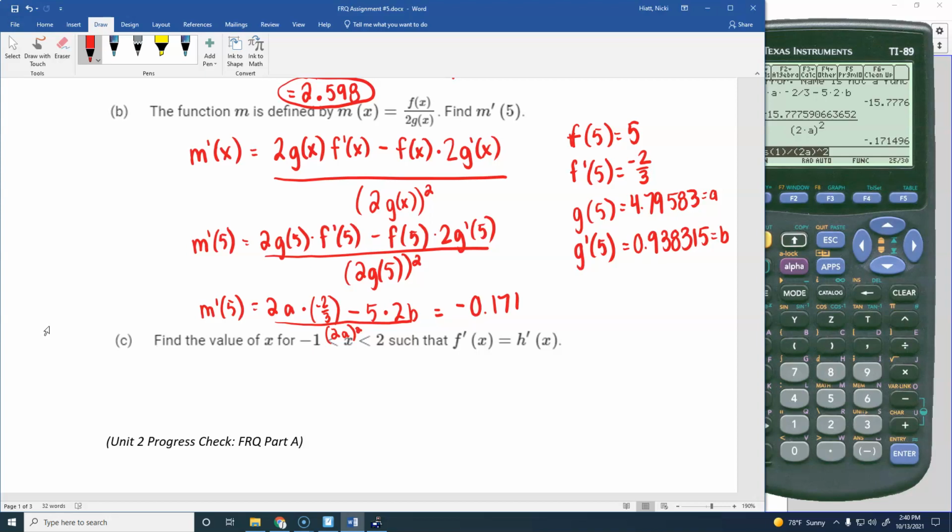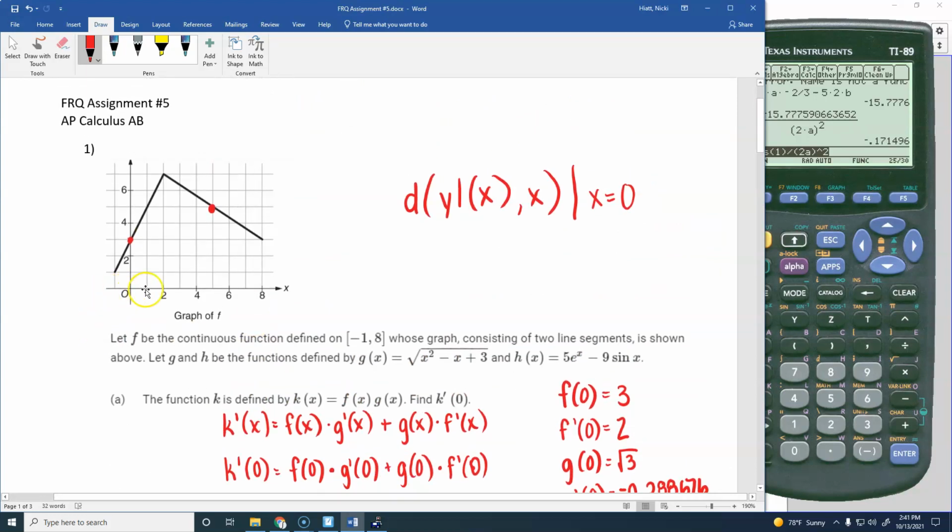Okay. So we're supposed to find the value of x between -1 and 2 such that f prime of x equals h prime of x. So between -1 and 2, I need the derivative of f to equal the derivative of h. We need to set the derivatives equal to each other, but we don't have an equation for f.